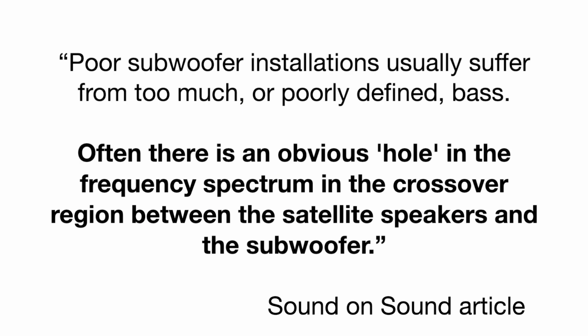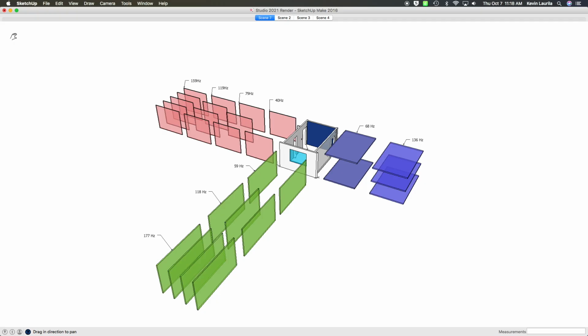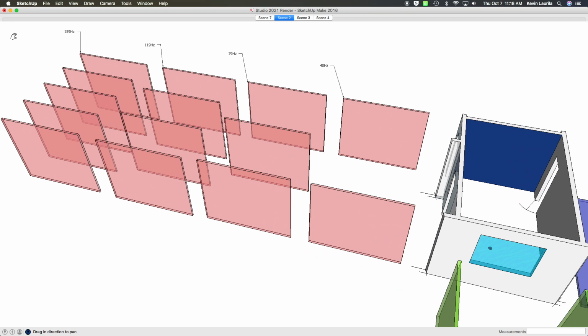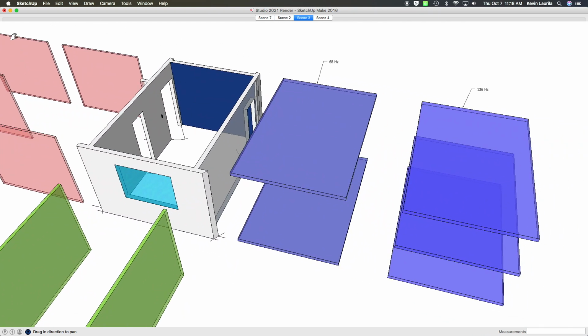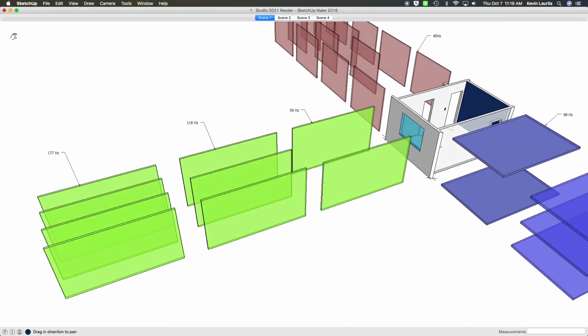Poor subwoofer installations usually suffer from too much or poorly defined bass. Often there is an obvious hole in the frequency spectrum in the crossover region between the satellite speakers and the subwoofer. What I want to show you is the three groups of axial waves that exist within my studio. From the front of the studio to the back, I have four groups of 40, 79, 119, and 159. From the floor to the ceiling, I have two groups of 68 and 136. And from side to side, I have three groups of 59, 118, and 177.